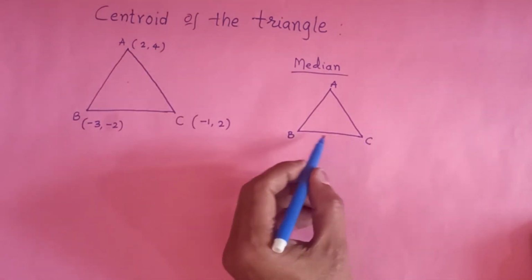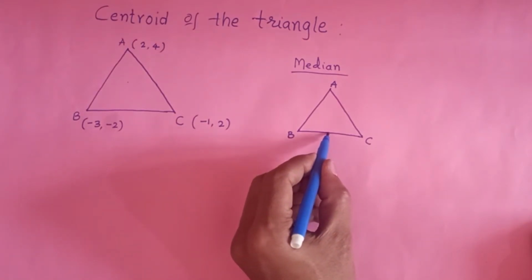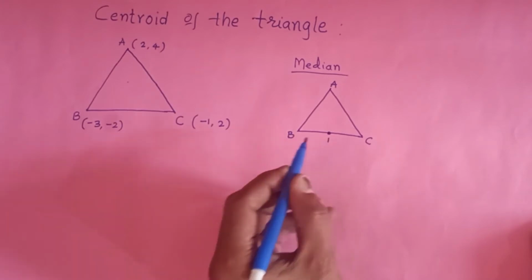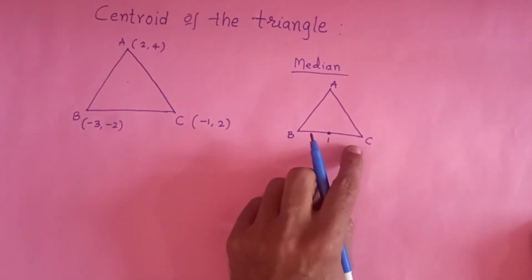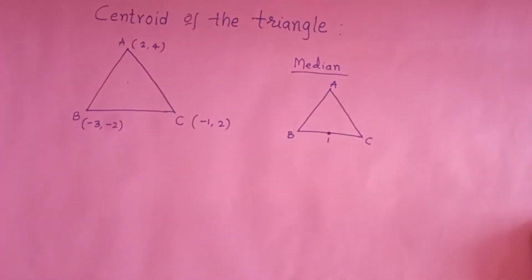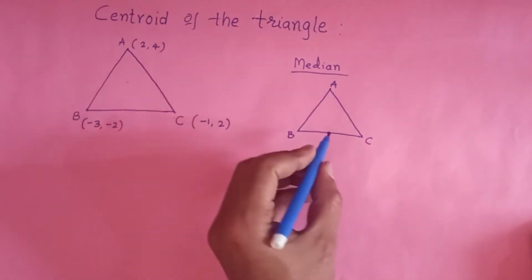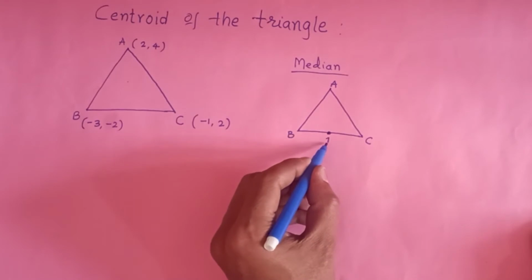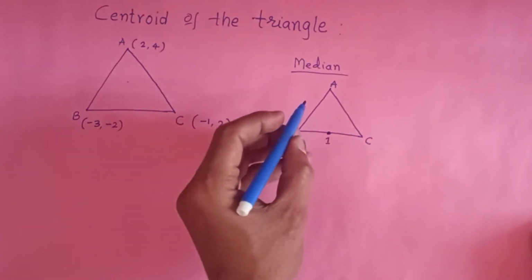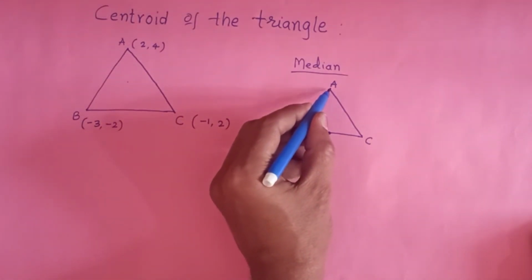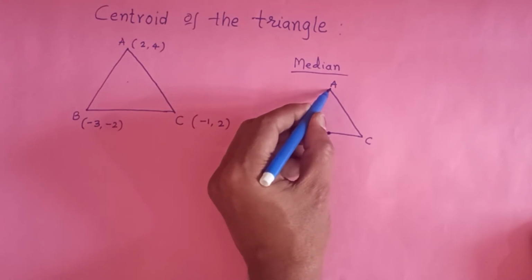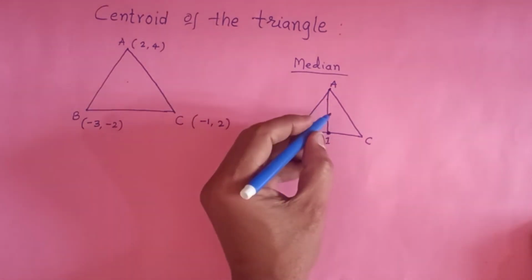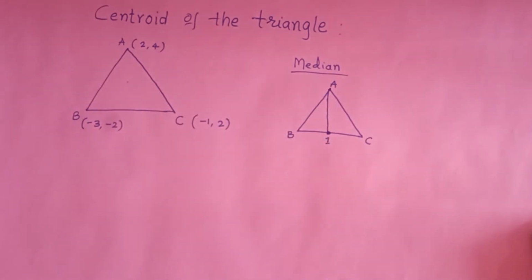So for B and C, we'll find the middle point, and let us represent that as 1. You can represent D, E, F also. So for B and C, the middle point will be 1. Okay, now draw a line from the apex to this point. So this is the median 1.